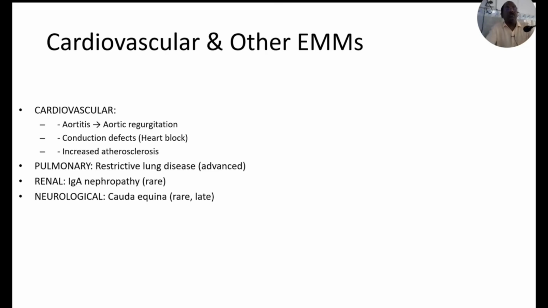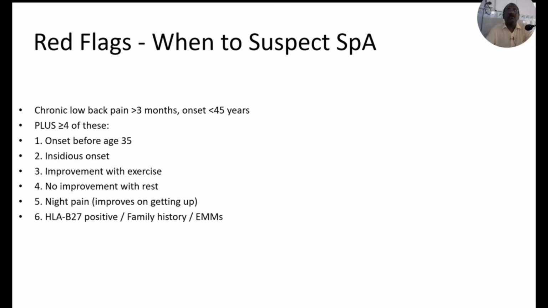So in pulmonary, we discussed about the cardiac ways, aortic regurgitation, your blocks and your premature atherosclerosis and ischemic heart diseases, etc. Restrictive lung disease in pulmonary, renal, IgA nephropathy, neurological cauda equina syndrome. These are the red flags.